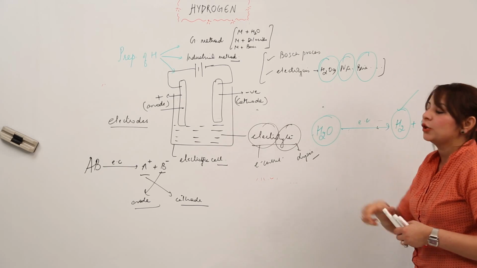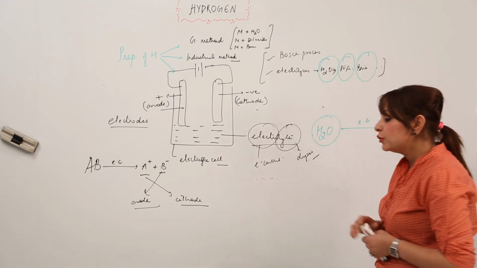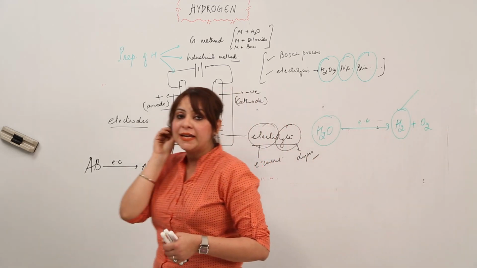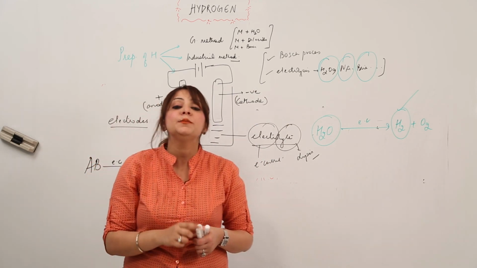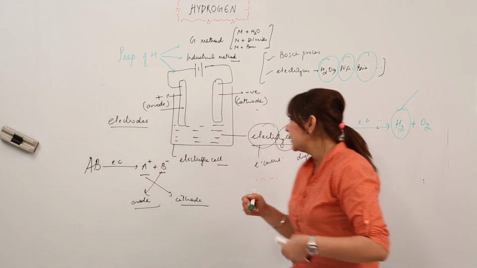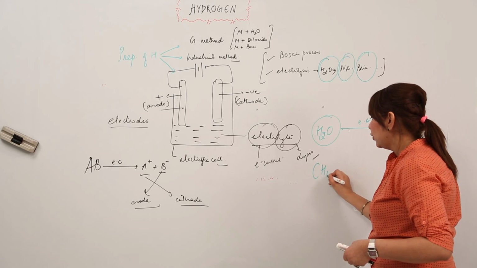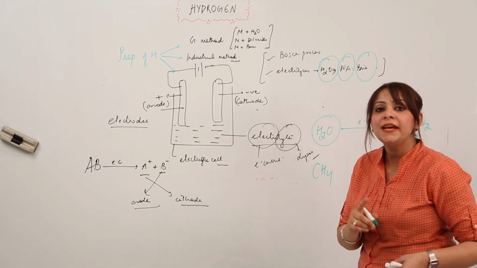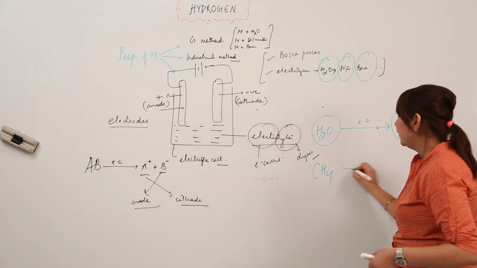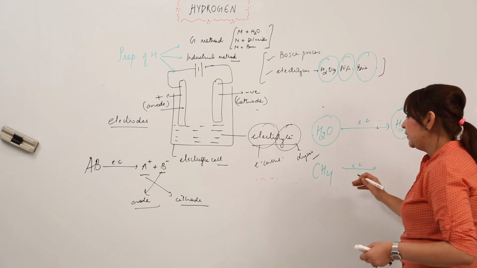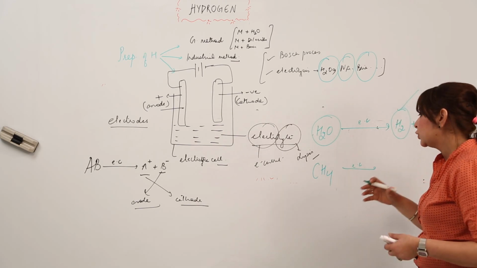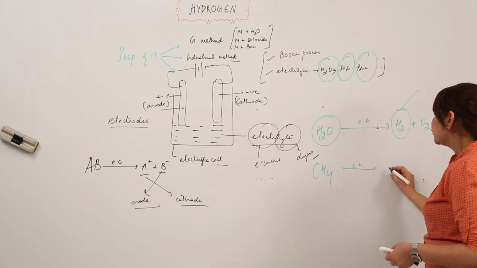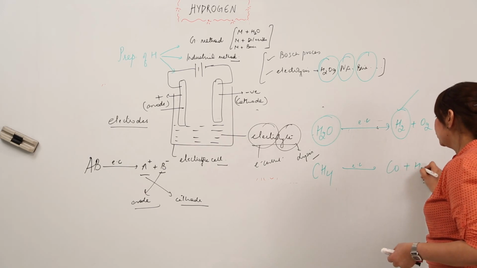Similarly, if we do the electrolysis of natural gas, I think you are familiar with natural gas. The main component of natural gas is methane. What is the formula for methane? CH4. So what happens when we carry out the electrolysis? When the electric current is passed, it breaks up into CO plus H2, again a water gas.